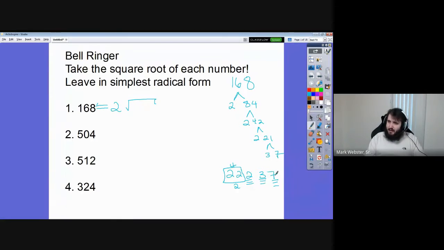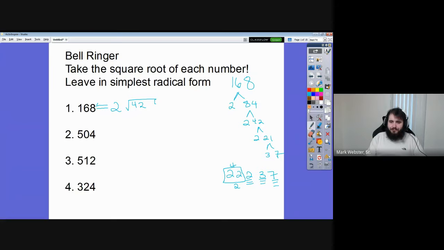Well, 7 times 3 is 21, times 2 is 42. So 42 stays in here because this 42, you can't break it down anymore. And that's okay. It's okay that you can't break it down anymore, but it's important to recognize that, right? All right, let's take care of this next one.